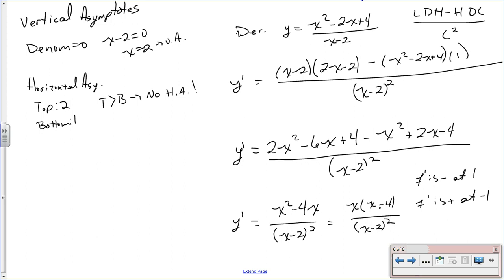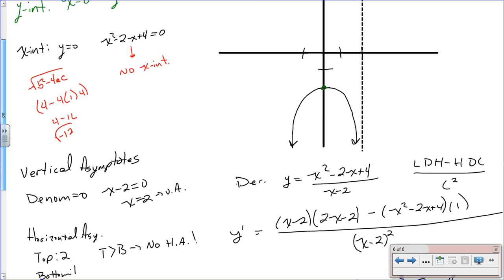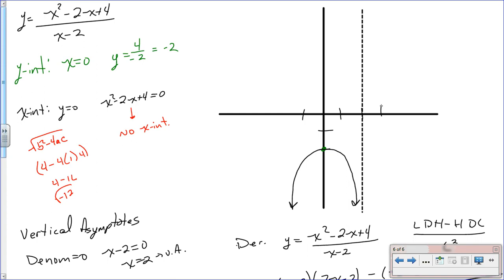All right, so we know we have a critical value at x equals 4. We need to find out what our y value is. To find out what the y value is, you would plug it back into the original equation. So you'd have 16 minus 8 plus 4, which is 12, divided by 2, which is 6. So at (4, 6) we know we have a critical point.